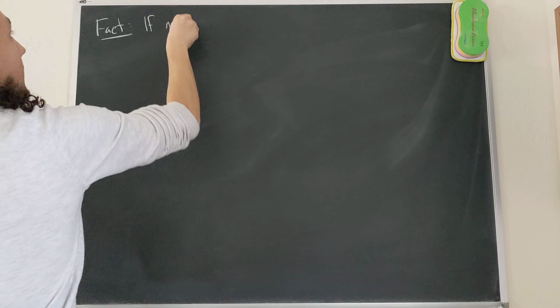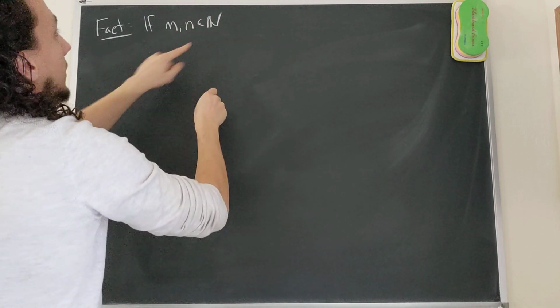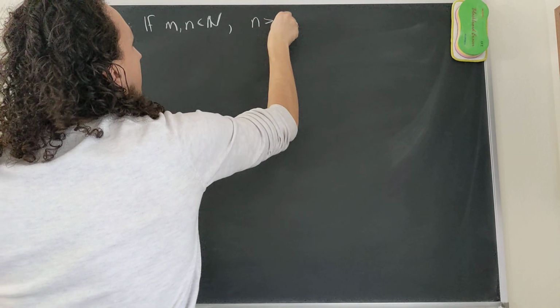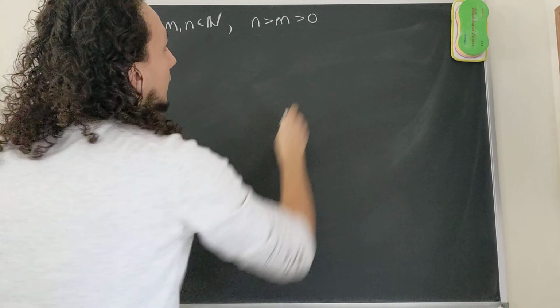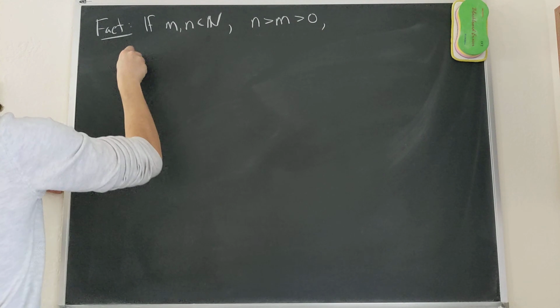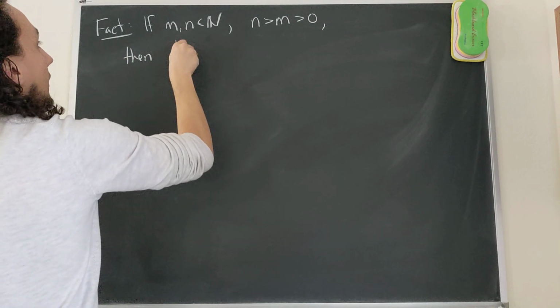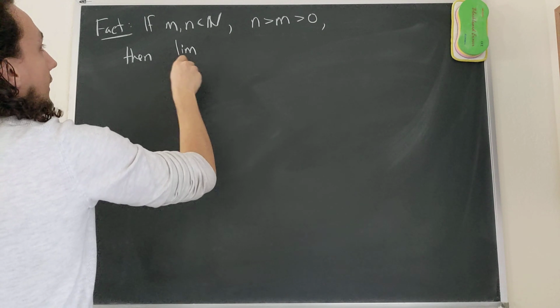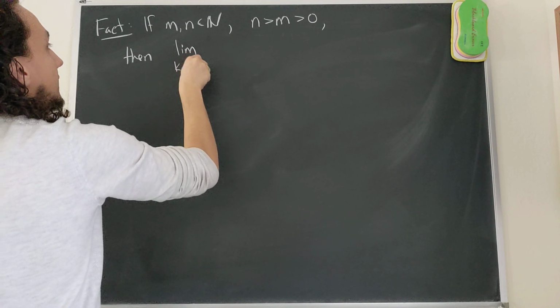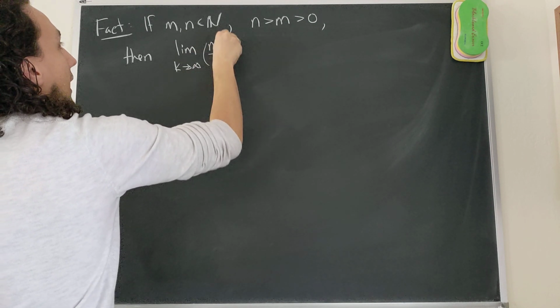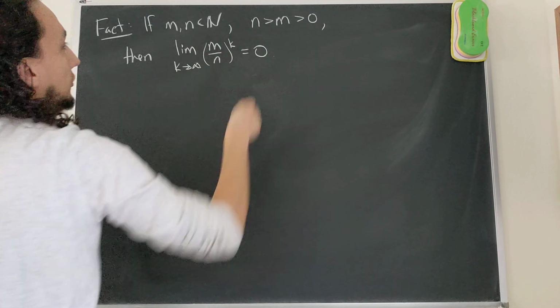If m and n are natural numbers, and we have n is bigger than m, which is bigger than 0, then the limit as k goes to infinity of (m over n) to the power of k equals 0.